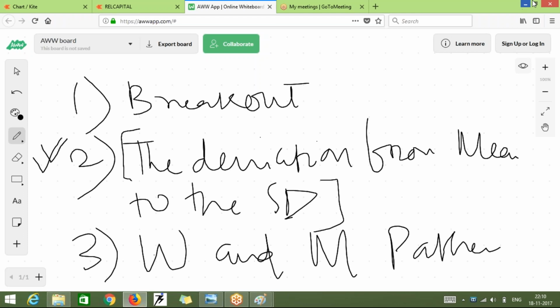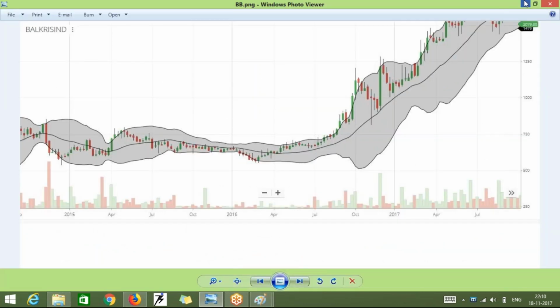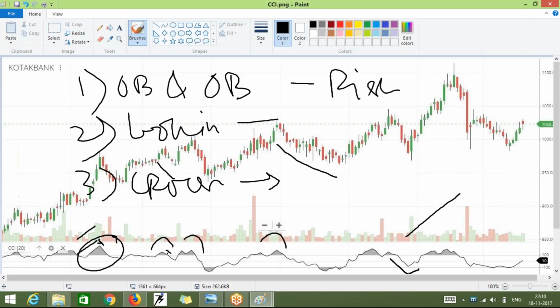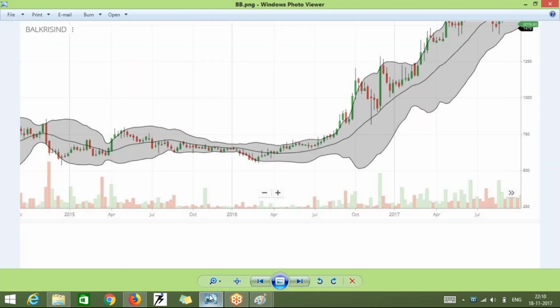So this is all about Bollinger Band. I am thinking we'll stop here itself. We'll be moving to the next indicators next week.